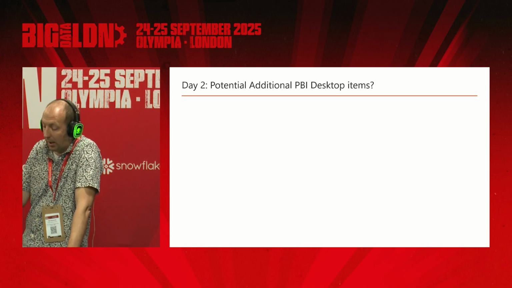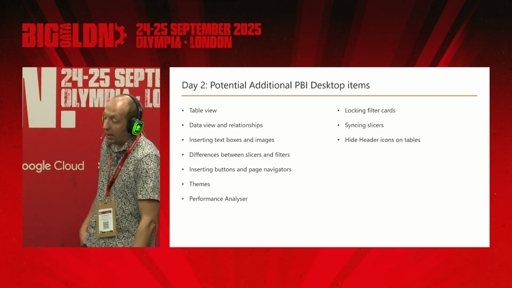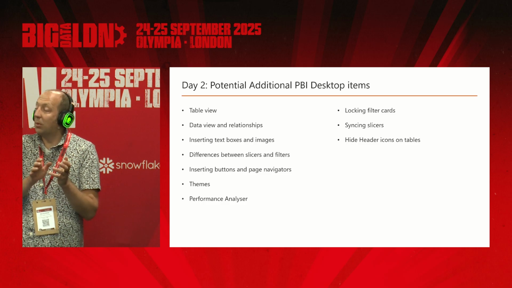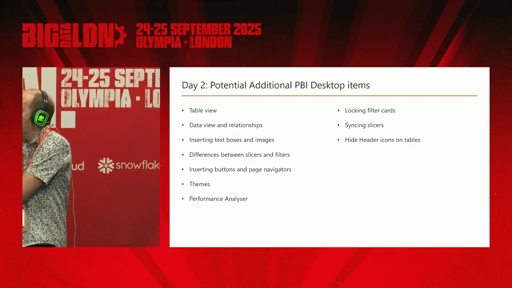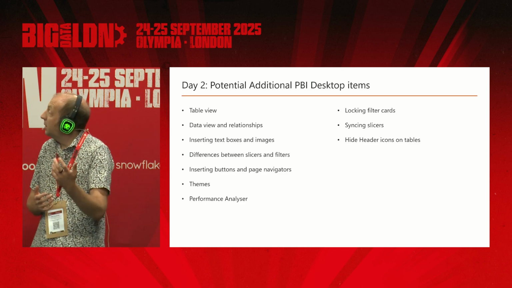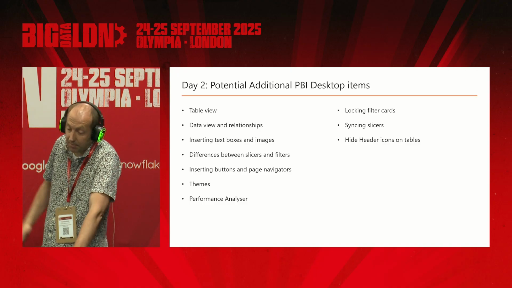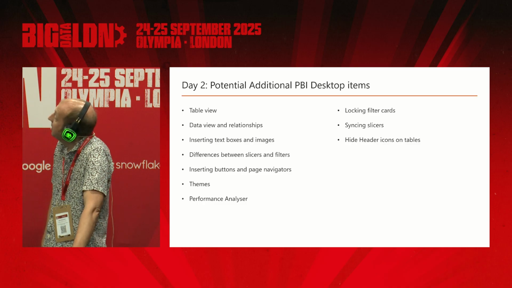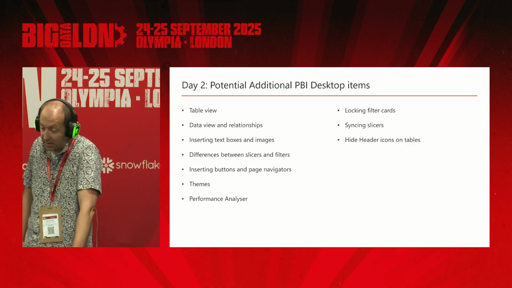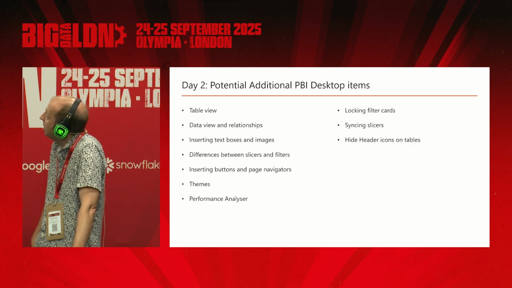So apart from the key things that we would show in Power BI and Power BI Desktop, what other things might we do in the afternoon? Just some examples. These very much depend on what your learners have fed back to you about what they've been doing in the first 2 days. And on each course we deliver, this will probably vary. Some of these we might be looking at the table view, data view and relationships, inserting text boxes and images, difference between slicers and filters, inserting buttons and page navigators, themes, performance analyzer, locking filter cards, syncing slicers, and hiding header icons on tables.